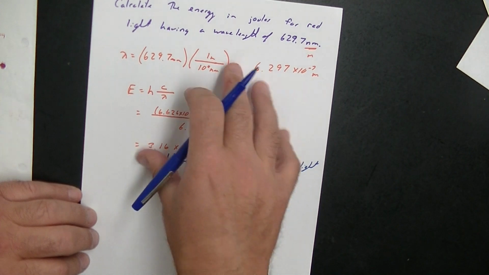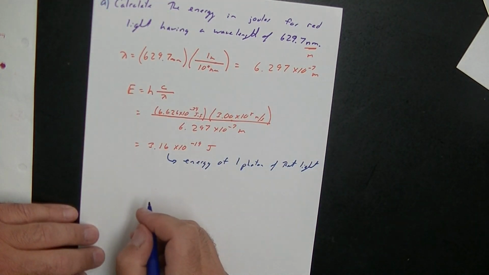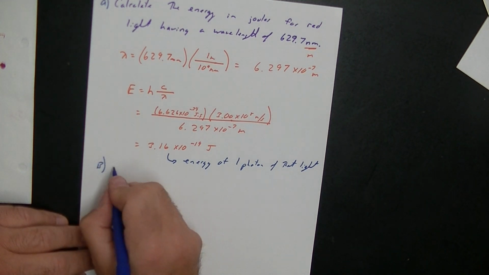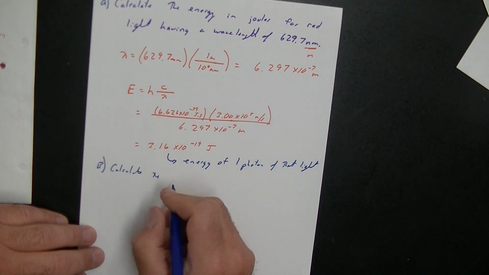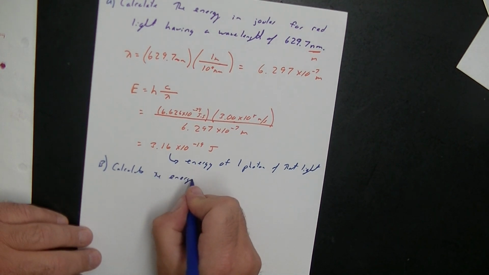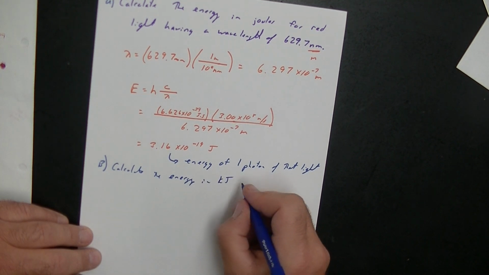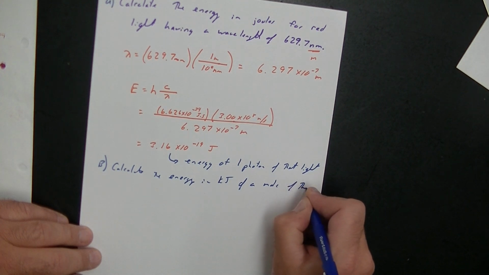We're going to use this example. Let's label this like an A, and then we'll do B. Calculate the energy in kilojoules of a mole of these photons.